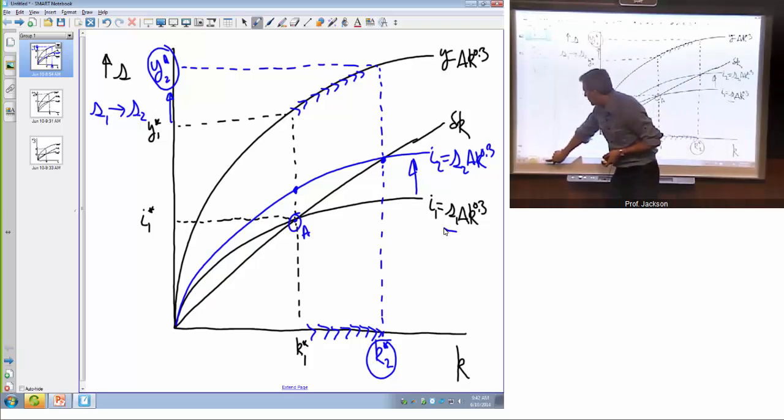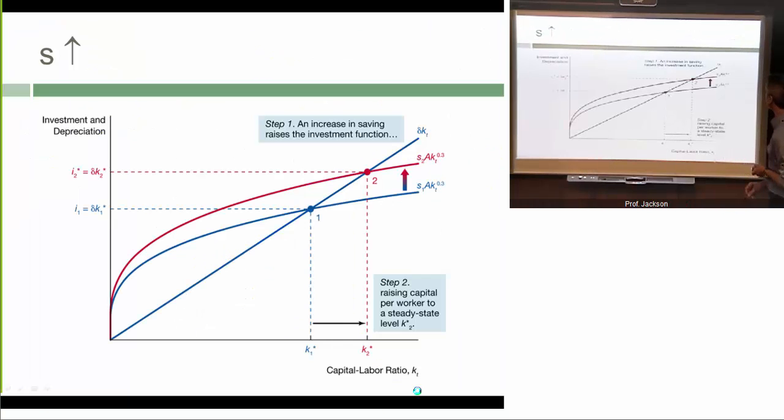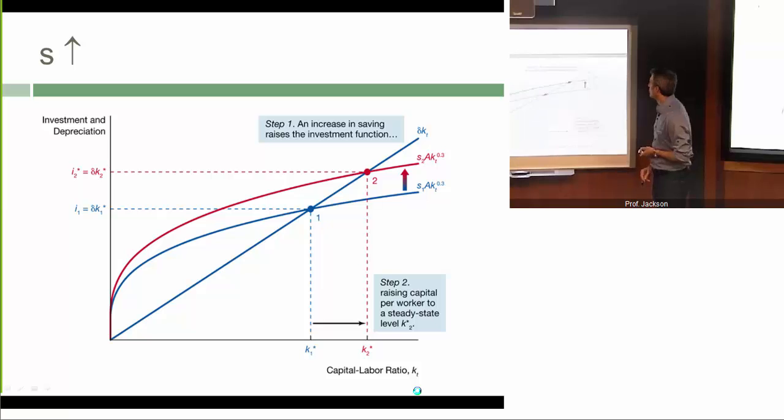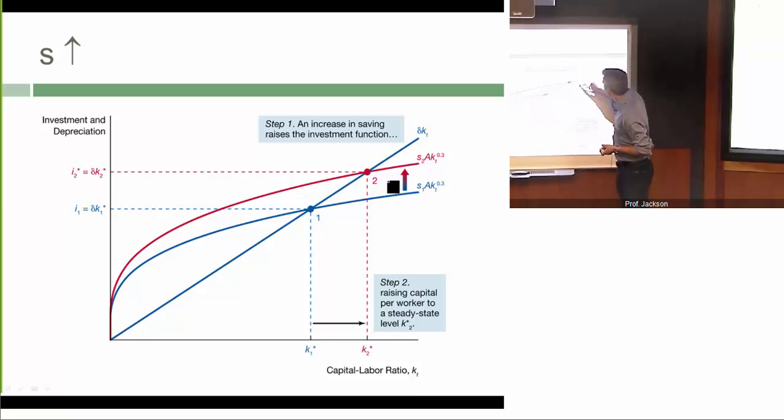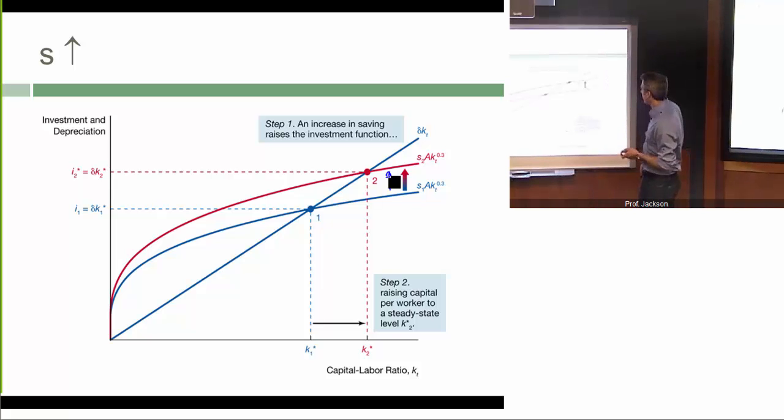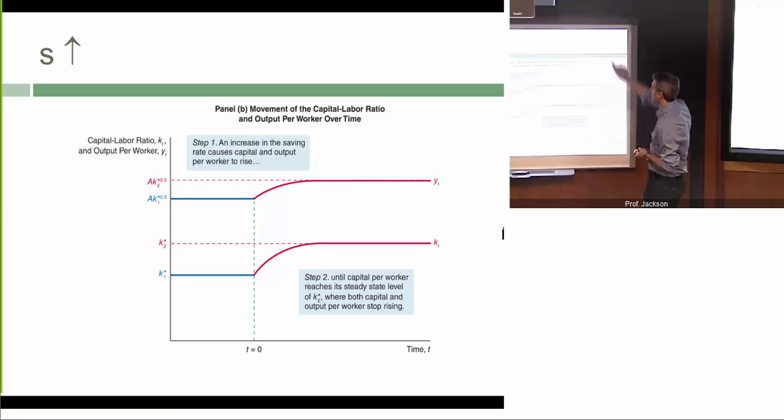So that's the savings story, and this is basically the same story that I just told you. Our savings function increases, that rotates that investment function up, and we get that new steady state level of capital. And not shown here is our increase in output per person. And one other thing to note here is that this shows you what happens to capital and output over time.